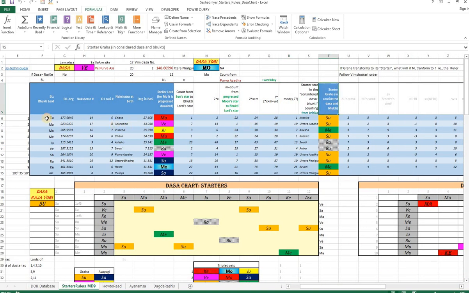So essentially, the Surya Bhukti for him would actually be starting by Surya Bhukti itself. If you take Jupiter Bhukti, it would be started by Rahu for him. So these are called starters. These are how starters are found.